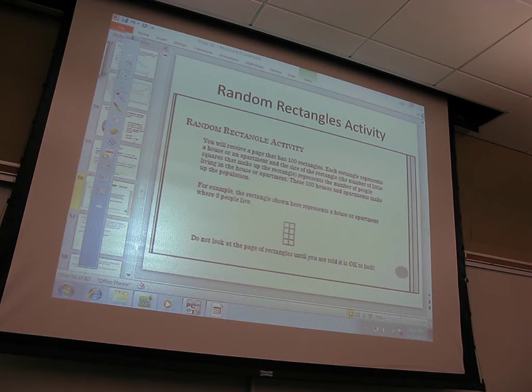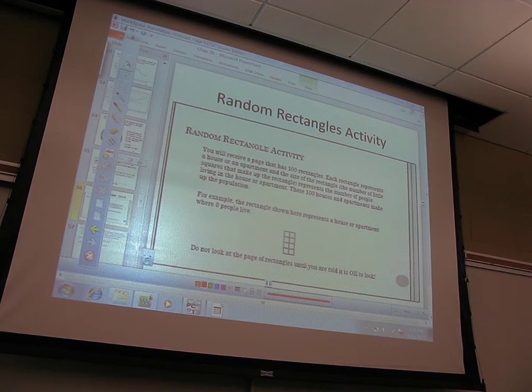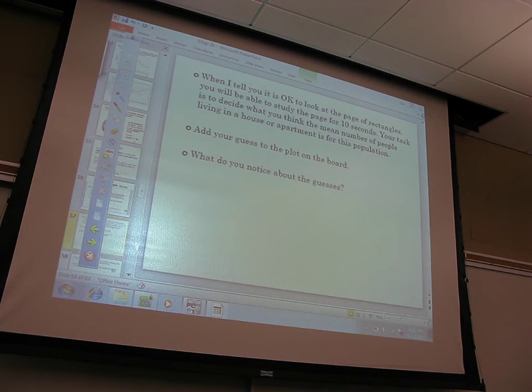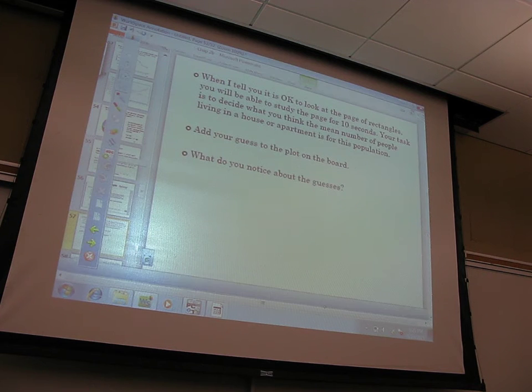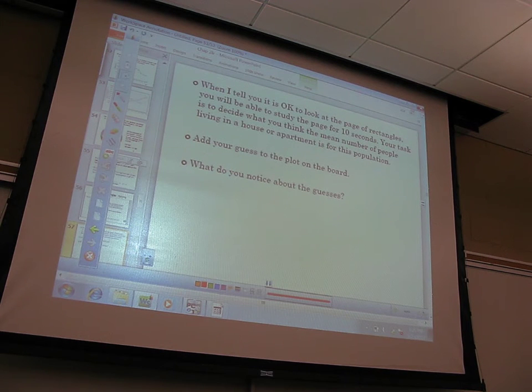What I'm going to have you guys do is flip the paper open for 10 seconds, and only 10 seconds, and your task is to try to guess what the average number of people per house is. The average number of squares per rectangle is. 10 seconds. And then I'm going to have you write it up here. So average, just round your average to the nearest half and put it in here above your spot. So you know you can go halves in between, it's fine.